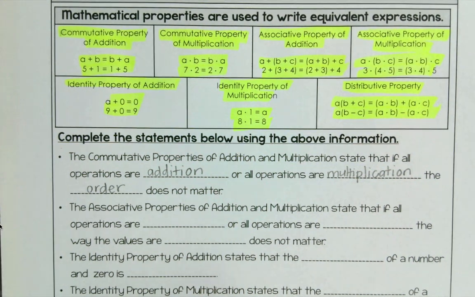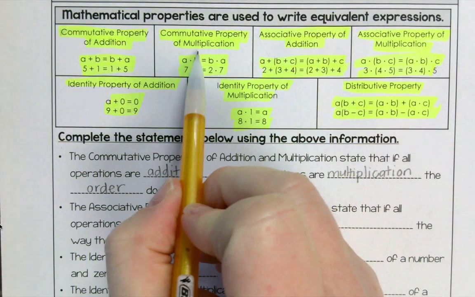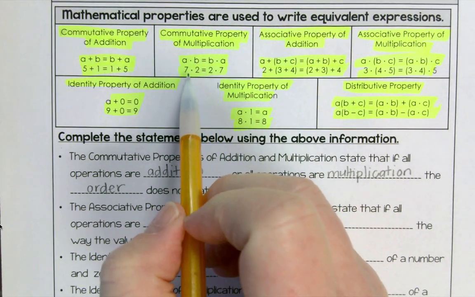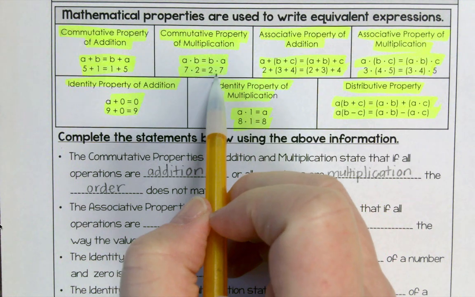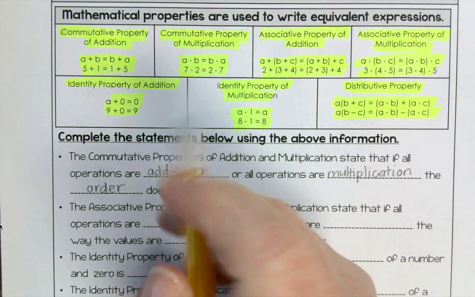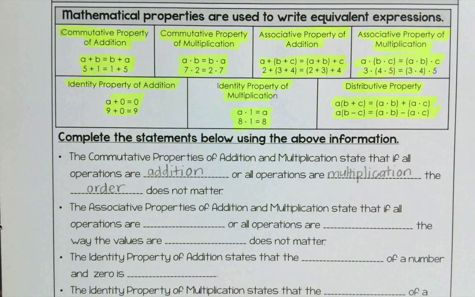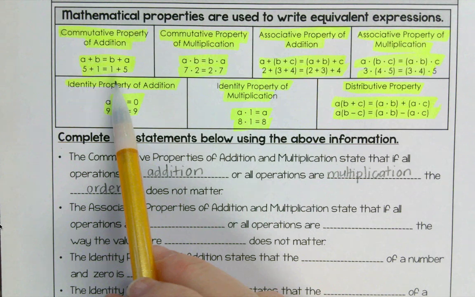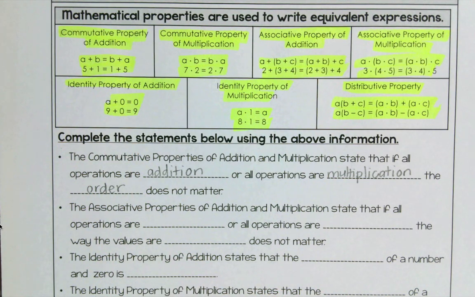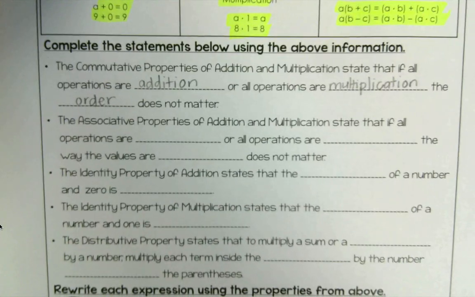So the commutative property of multiplication, same idea. 7 times 2 is 14, and so is 2 times 7. Again, as long as it's just multiplication, the order doesn't matter because you will come out with the same product, and over here with addition, you will come out with the same sum. So the associative property, I got a little thing to help you remember this one.